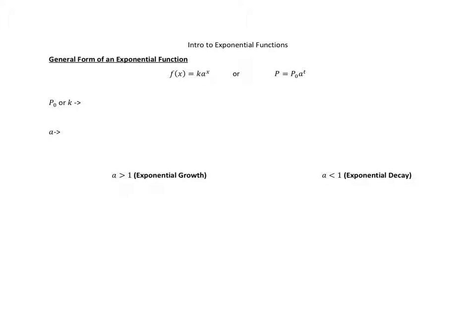So let's look at the key parts to this function. The first one is this k or p naught. Those represent whatever our initial value is. So that first number, that's going to represent our initial value. The a value, that's going to be what we call a growth or decay factor.